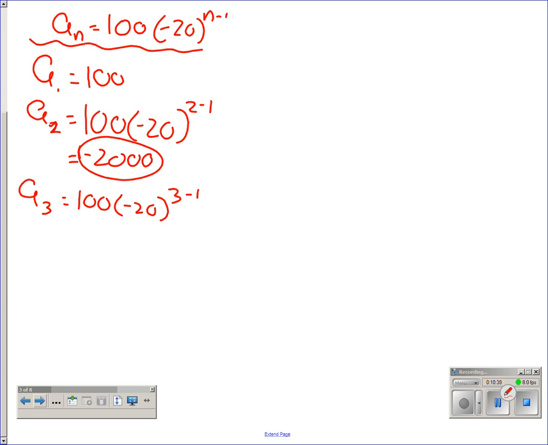It's just doing the pattern multiple times, which in this case I believe is positive 40,000. I think it's positive 40,000. Should be positive. So you do 100. Make sure you type it in exactly like you wrote it down. Negative 20 to the 3 minus 1.